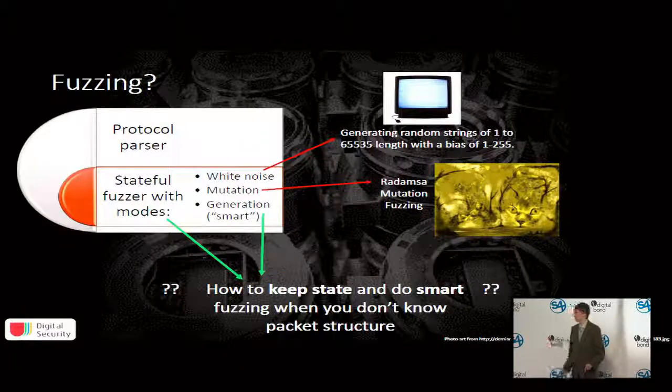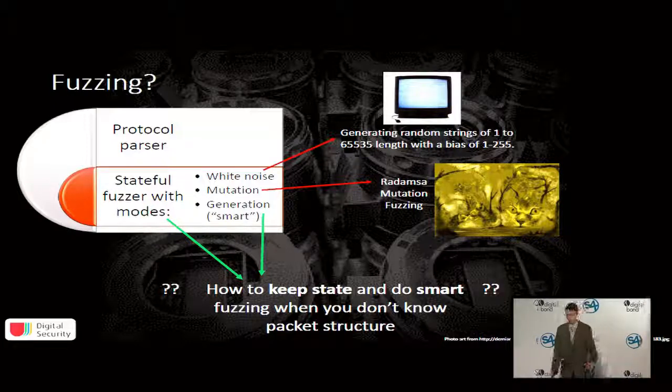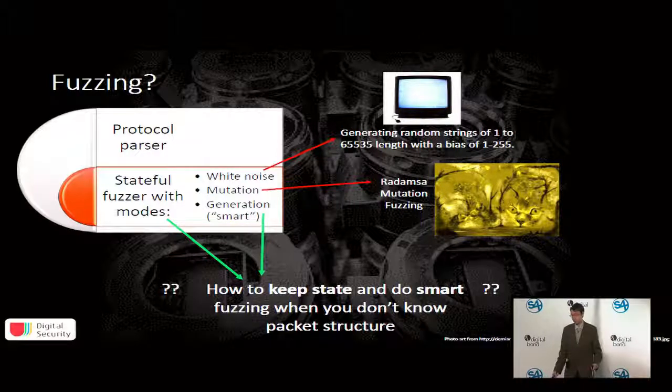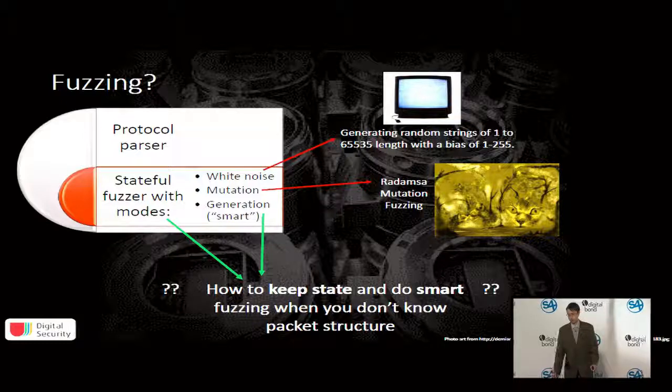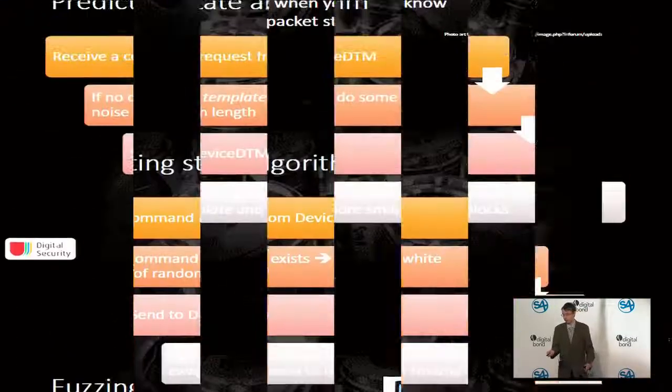Here is the sketch of the parser and fuzzer. We have 3 fuzzing modes. The white noise fuzzing for unknown commands: if we don't know the command template, the application layer structure, we use white noise fuzzing. For other things, we use random mutation fuzzing. And the question is still how to keep state and do smart fuzzing when you don't know the packet structure. So we need to somehow learn it.